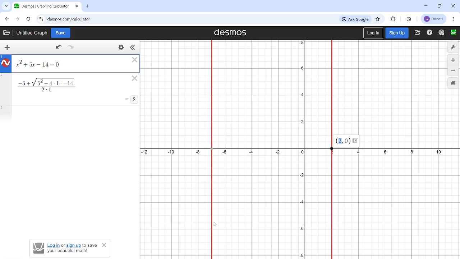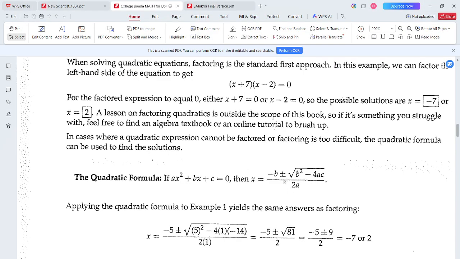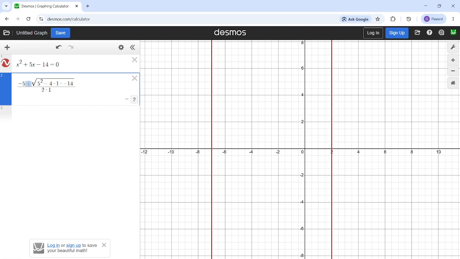And if you have noticed, we just used the plus sign here. We haven't used the negative sign, right? So if we use the negative sign, we get -7, the second answer. So if you use the plus sign, you will get the first answer. If you use the negative sign, you will get the second answer. But this is how you use the formula to solve these questions.